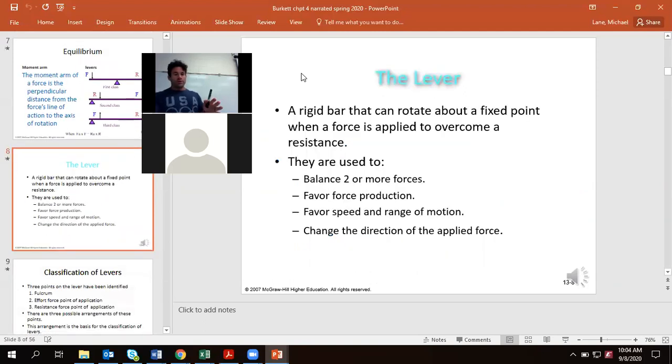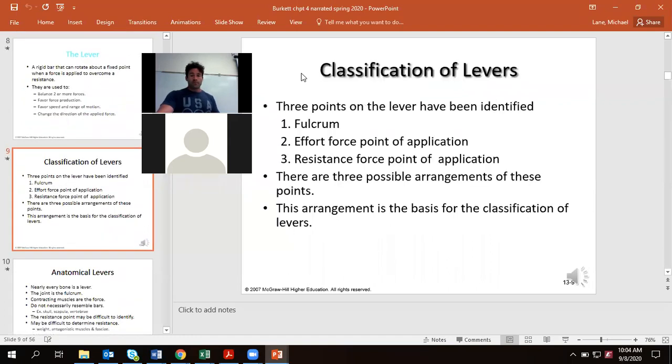Now, a lever is simply a rigid bar that allows us to transmit the force from one side to the other, okay? This is used to balance forces, can be set in a situation where it favors force production, like that second class lever with the wheelbarrow. It can favor the speed and range of motion, like it does with a third class. And it obviously helps us change the direction of how our force is being applied.